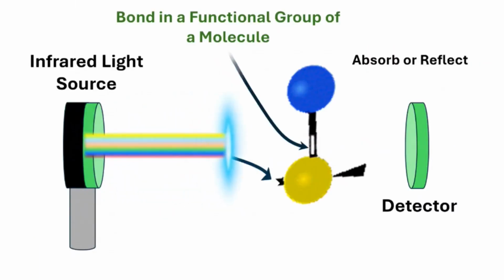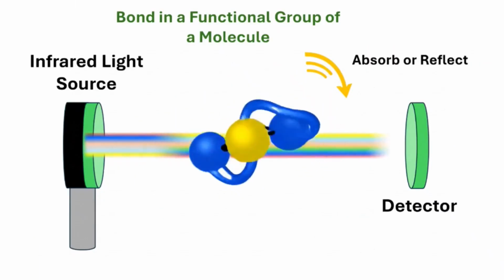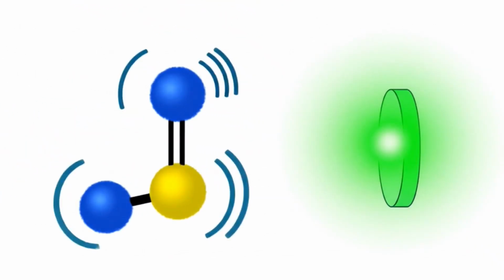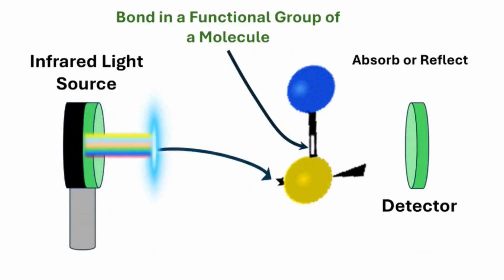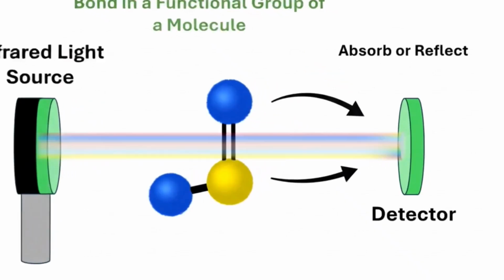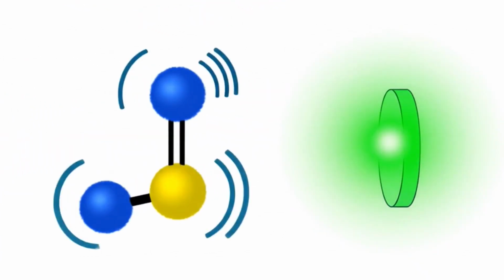In FTIR, infrared light energy is absorbed when the natural vibration frequency of a chemical bond matches the frequency of an applied infrared light. It is important to mention that different types of bonds in a molecule absorb infrared light energy at different frequencies. And this fingerprint of absorption at different frequencies can identify or characterize the molecule.